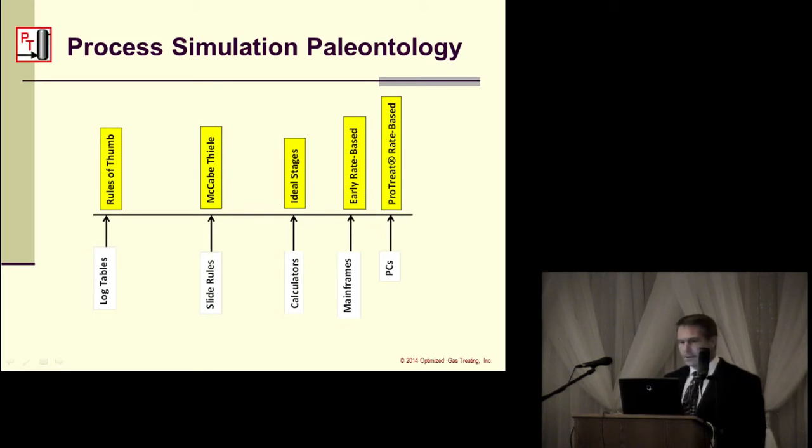This is not intended to be an absolute timeline, but to give you a flavor of the order of things. So after ideal stages came about, and about that time we had some shortcut methods, the Fenske, Underwood-Gilliland methods, etc. When the mainframe computers arrived, that enabled some of the computations for some of the early rate-based simulators. And my boss, Ralph Weiland, the founder of Optimized Gas Treating, was instrumental in some of that.